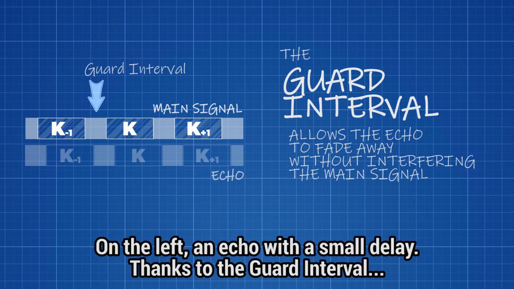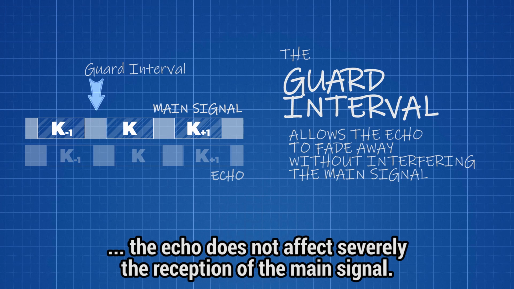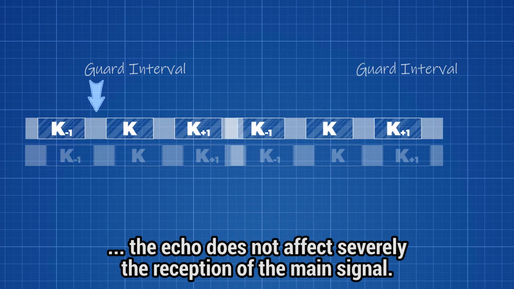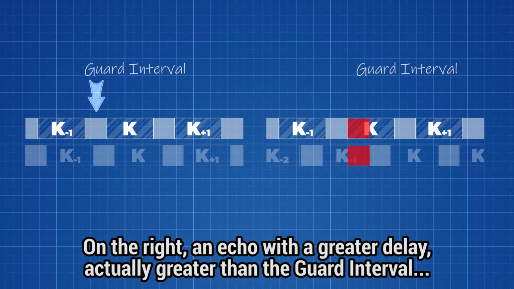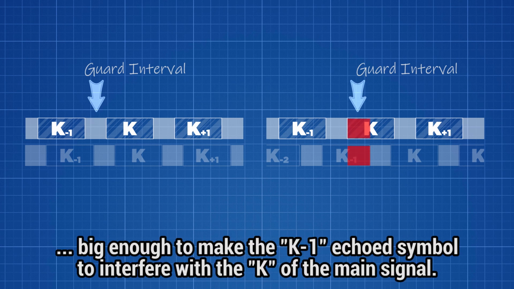On the left side, we can see an echo received with a small delay after the main signal. Thanks to the guard interval, the echo will not severely affect the reception of the set of symbols from the main signal. However, on the right, the echoes are received with a greater delay, actually greater than the guard interval, and therefore the reception of a specific set of symbols k-1 will severely interfere with the reception of the next set of symbols k from the main signal path.